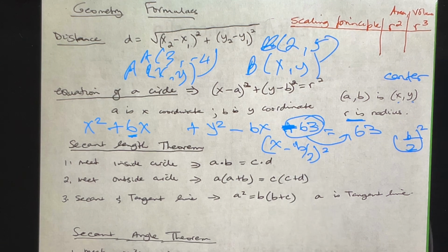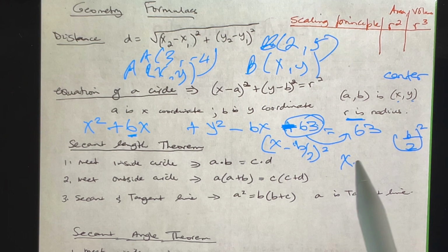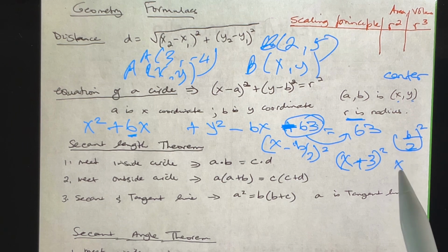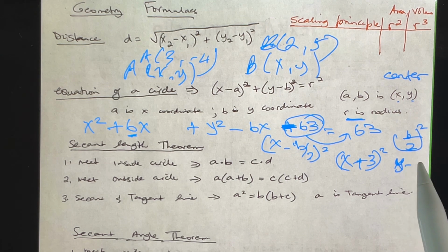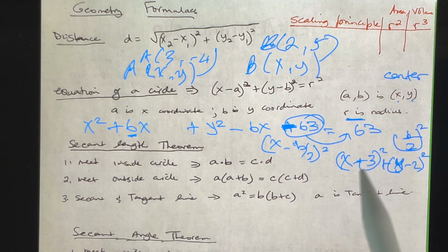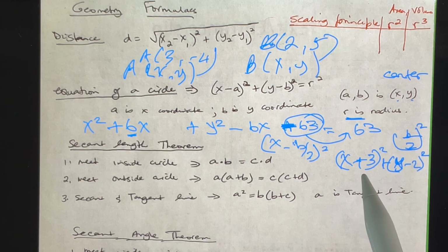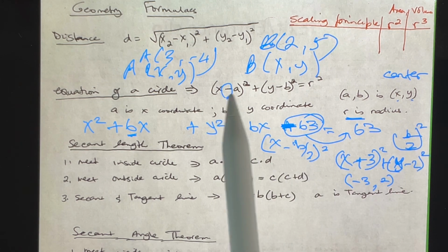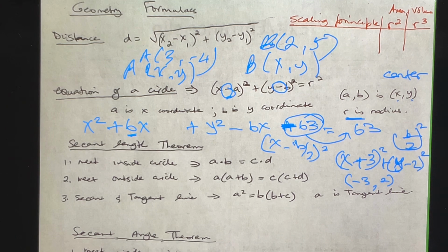All right, now one thing I must say to you, if say for instance you have x plus 3 raised to the second power, and y minus 2 raised to the second power. Now what you will notice there, because this is a plus right here, the coordinate is going to be a negative value. So your x would be -3 and your y coordinate would be +2, and that's because of the negative sign in the formula. So be careful with that.